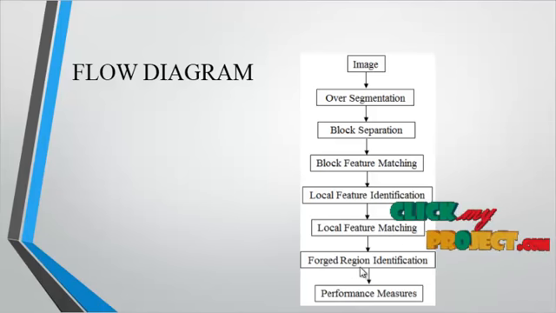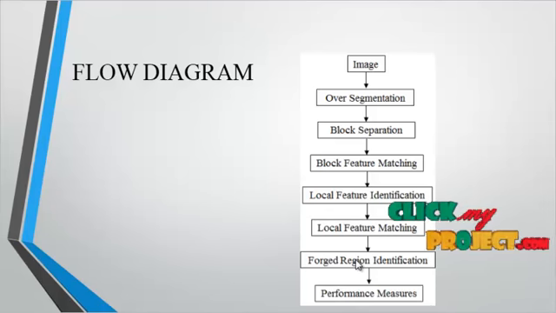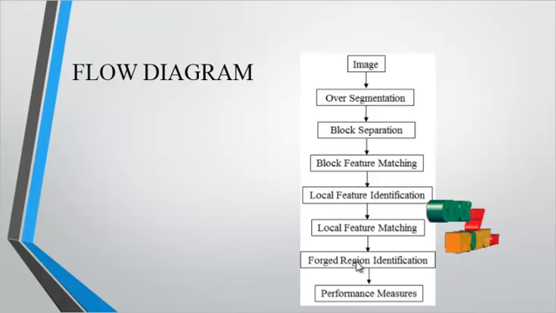Then the forged region identification. After the local feature matching, the corresponding forged area is identified or marked with a red color indication, which is known as the forged region identification. In the forged region identification, if the image is tampered, only that area is identified by the red indication. Then the performance measure is carried out. In the performance measure, the efficiency of the process is analyzed.